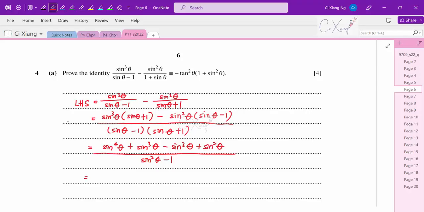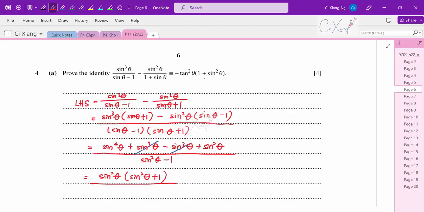From here we can see very clearly that sine power 3 and sine power 3 cancel each other off. Then for the numerator, I have sine power 4 and sine power 2, so we can factorize out sine square theta in this case. Then I have sine square theta plus 1. Now we come to the denominator. I have sine square theta minus 1.